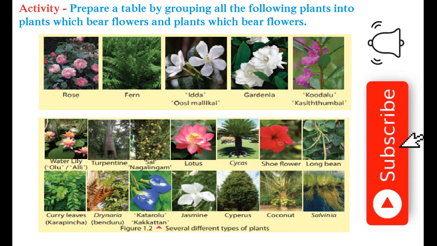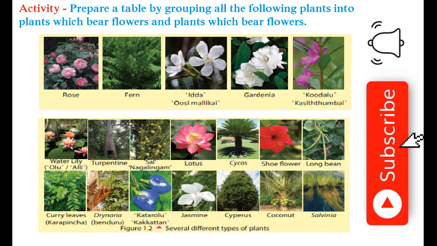Okay, jasmine, you all know that jasmine produces a white color flower with nice fragrance. Okay, cypress plant. You use this cypress plant to make Christmas trees. Okay, and coconut is a plant that produces flowers. Okay, and salvinia is an aquatic plant. You can see the salvinia in ponds. Understand? Salvinia also does not produce flowers.